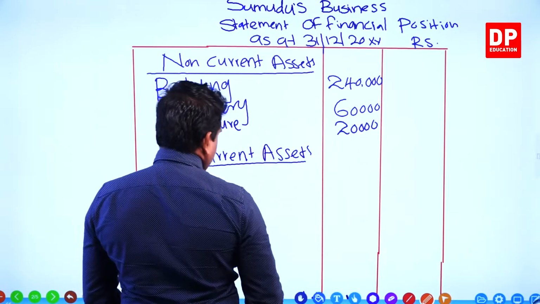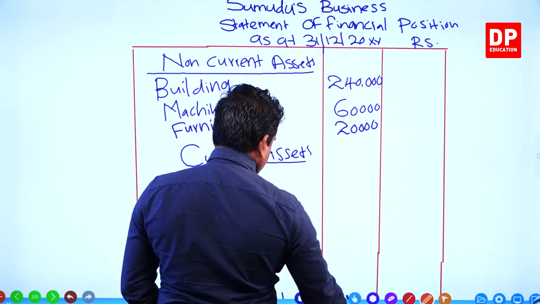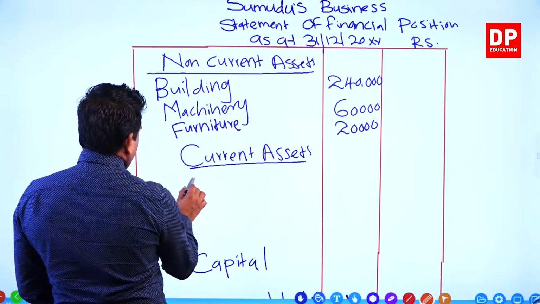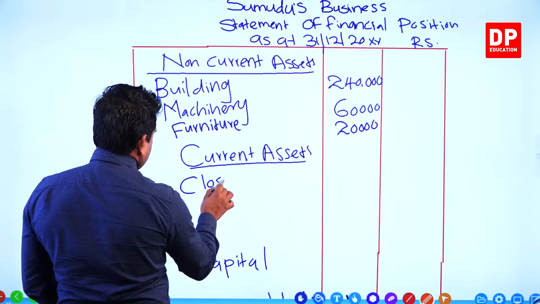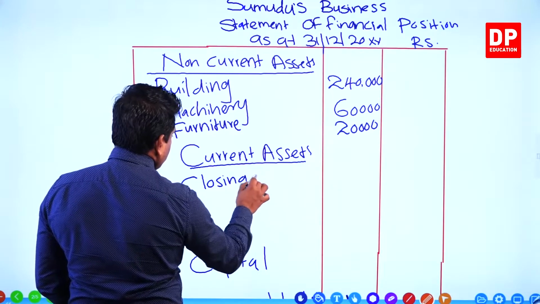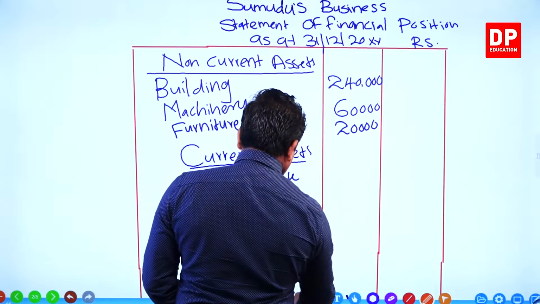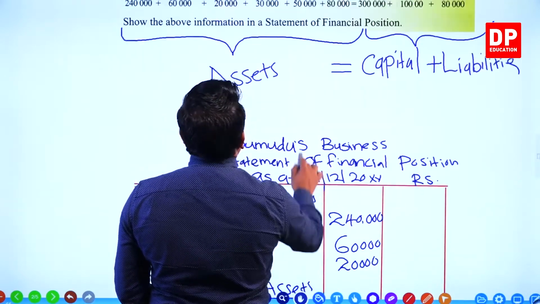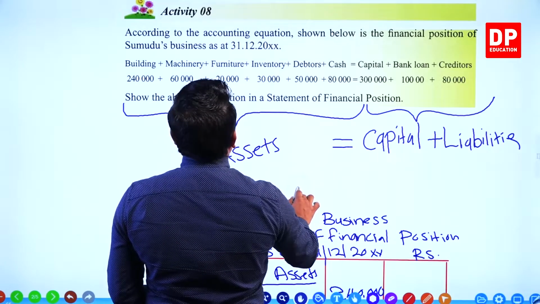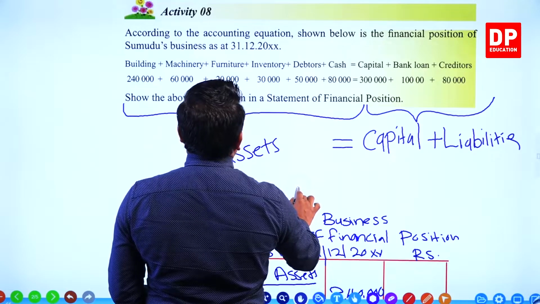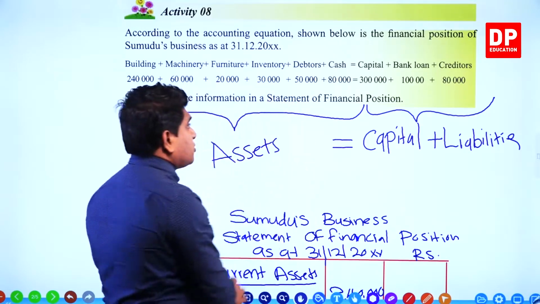Right. The other one should be closing stock. I remember we put closing stock, and finally we can find the value. I forget the value, so we have to find it here, right? How much? Inventory. Inventory means closing stock, the same thing.